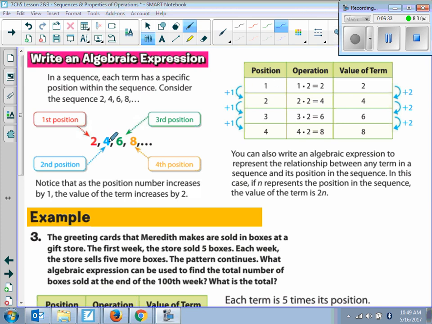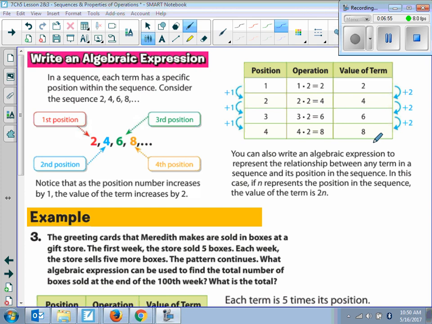The 4 is in the second position. So the position, that's position number 2. Does everybody see that? The third is a third position. The fourth position is 4. You see? Now, the value of the term, that's different. So it's 2, 4, 6, and 8. Ever see that in the chart?